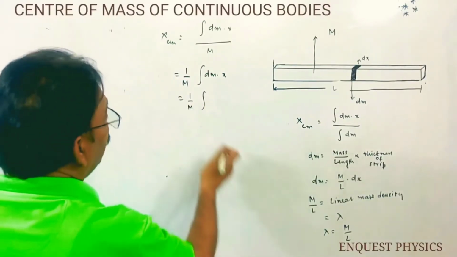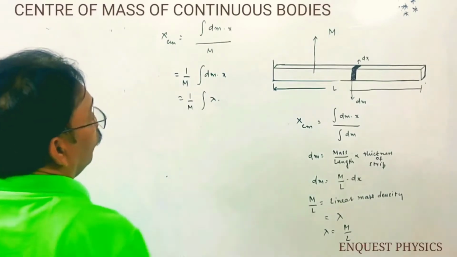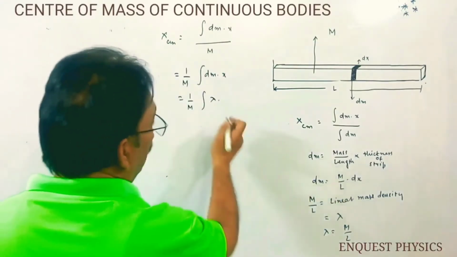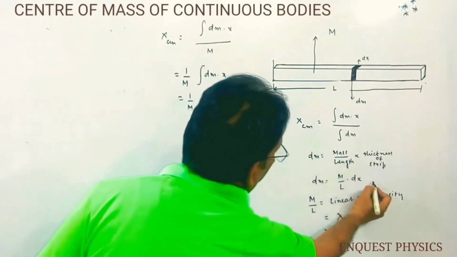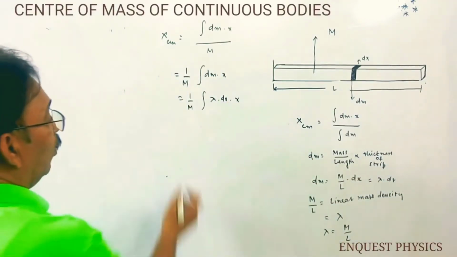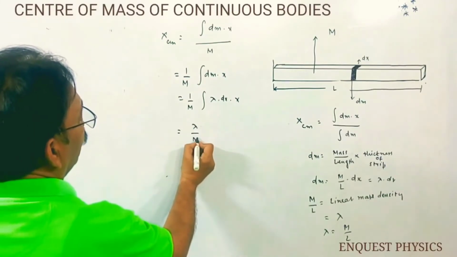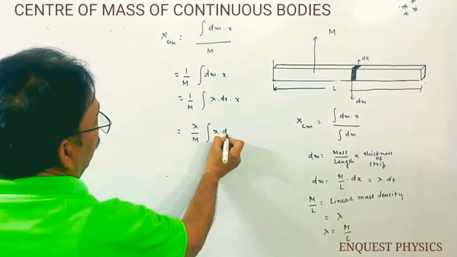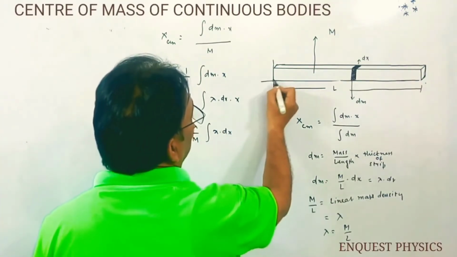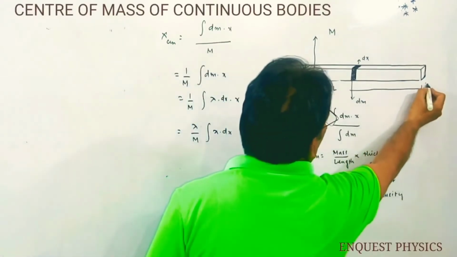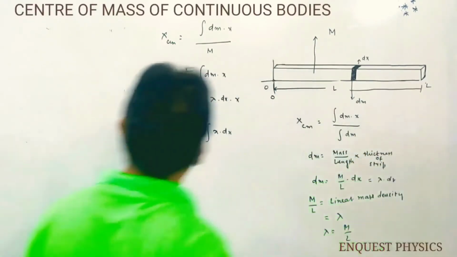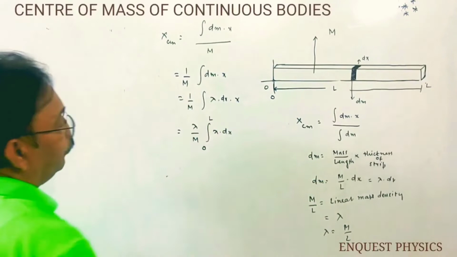It is lambda. dm is equal to lambda into dx, so here lambda into dx into x. Okay, lambda is a constant, I am bringing it out, integration of x into dx. Okay students, we have to find the center of mass with respect to this axis. One end is at the origin, whereas the other end is situated at L. That means the limits are 0 to L, students. I am putting the limits as 0 to L.